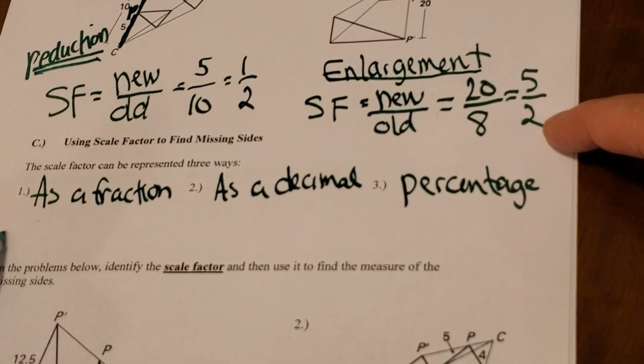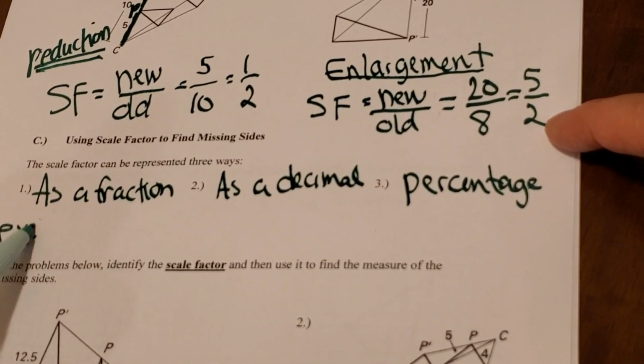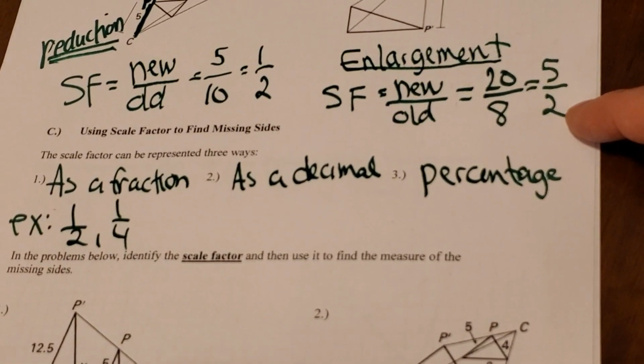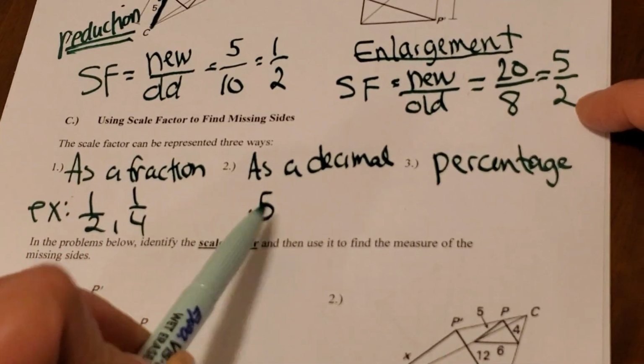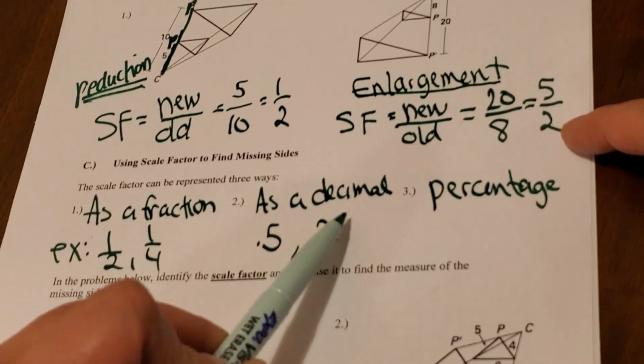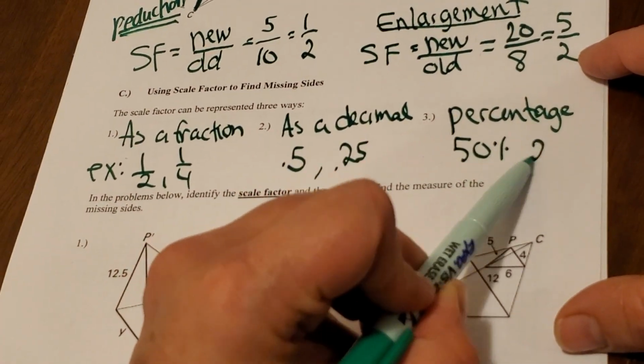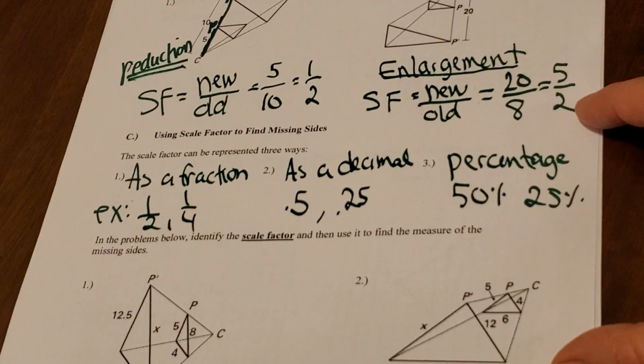So an example as it being a fraction would be 1/2 or 1/4. As a decimal, it could be 0.5, 0.25, or a percentage would be 50% or 25%.